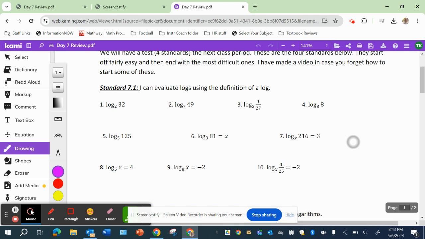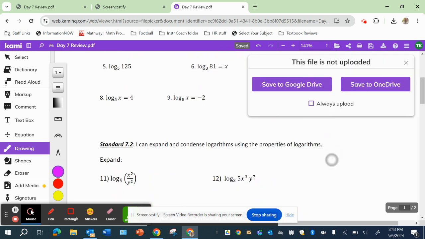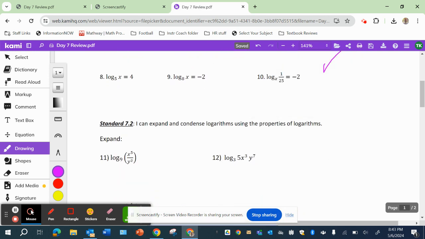So I'm going to check some of these. I checked all of these that you had were good. Let's go to the next one. So if you're splitting up a log, anything that's divided gets written as subtraction. And then the exponent goes out front.